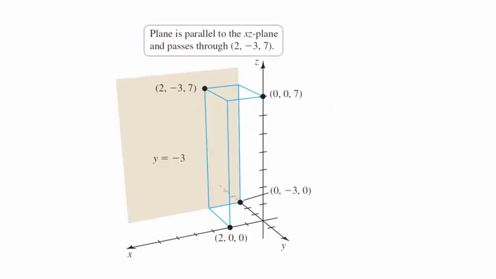Here's just another picture of the plane y equals -3, and it's passing through this point 2, -3, 7. Let's plot that out. 2, come out this way. X is 2, y is -3, z is 7. That gets us to this point up here. And this plane here is parallel to the xz plane. So the xz plane is the plane that goes through these two axes.